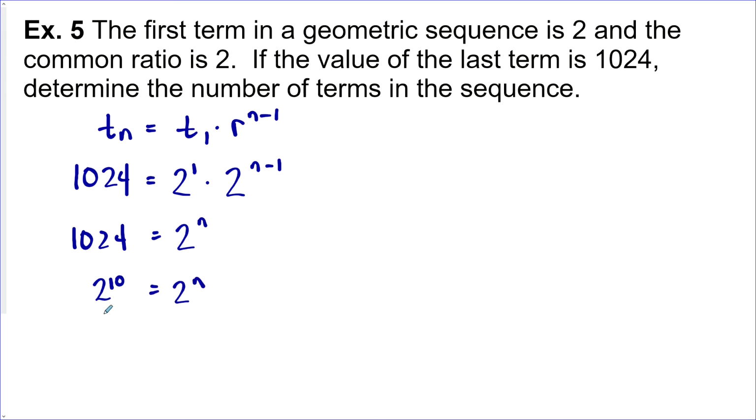Now once we rewrite it like that, we can see that they have the same base, therefore the exponents must be equal. So n is equal to 10, so there's 10 terms in this sequence.